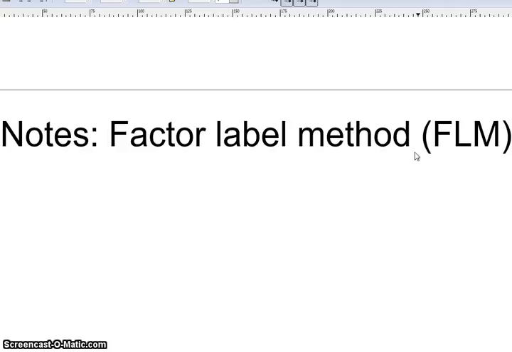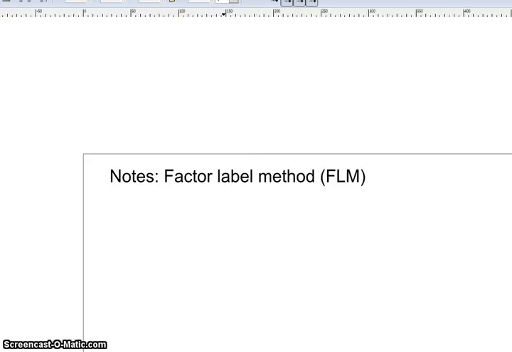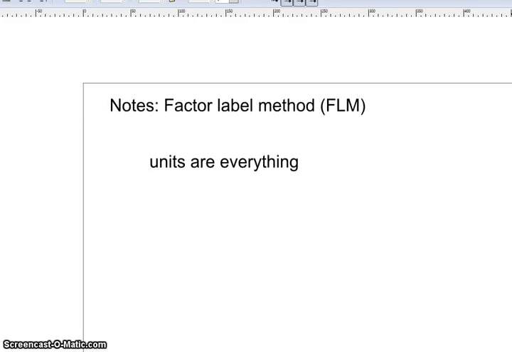Basically, I actually prefer the name factored label method because we use something called a factor, and as we do this, you'll see what a factor is. And labels or units, maybe units is a more appropriate word here, but a label is the same thing as a unit. And we're going to use units, okay? When we do this, in fact, really units are everything when we do factored label method. The units tell us what we're doing, so we really need to trust what our units are telling us because they dictate if we're multiplying, they dictate if we're dividing. So the units themselves drive this whole thing.